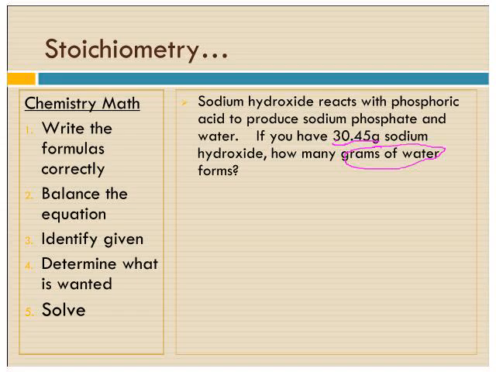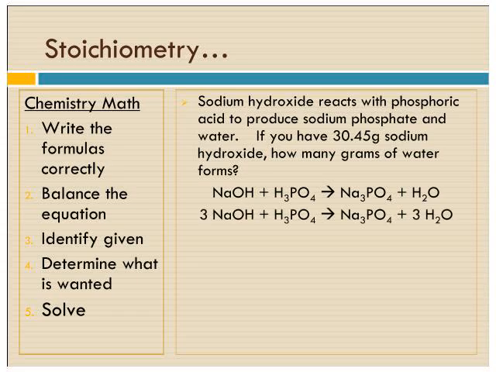So step 1 is to write the equation. Alright, so there's our equation with all the formulas written correctly. Then our step 2, balance those equations, make sure we have the same amount on each side.